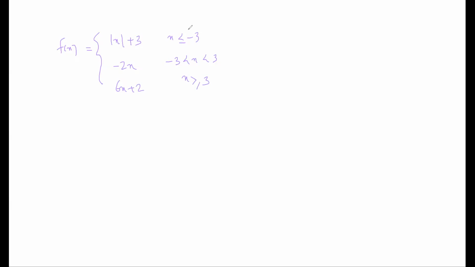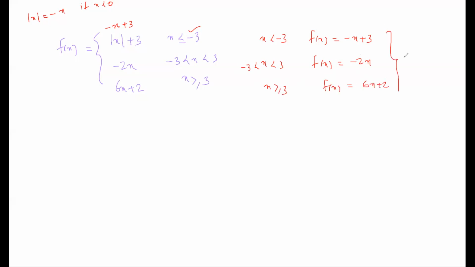And you can see that when x is less than minus 3, mod x is negative. So mod x is minus x itself, because mod x is equal to minus x if x is less than 0. So x is less than minus 3, mod x is less than 0 only. So it is minus x plus 3. So you can see that when x is less than minus 3, f of x is minus x plus 3. When x lies between minus 3 and 3, it is minus 2x. When x is greater than or equal to 3, it is 6x plus 2. All these are polynomials. So it is continuous.